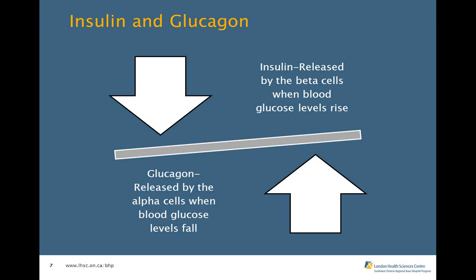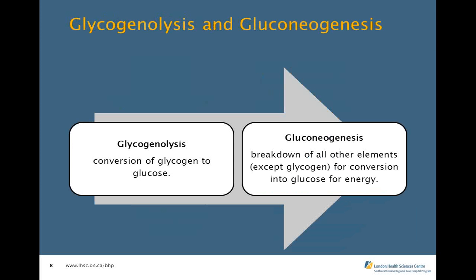The glucagon itself is released from the liver when blood glucose levels fall. Alpha cells in the pancreas make the glucagon, however it is stored in the liver, and when blood glucose levels do fall, glucagon is secreted. We're going to talk about glycogenolysis and gluconeogenesis in an upcoming slide. So those are the two basic functions of insulin and glucagon. If we can continue on to the next.